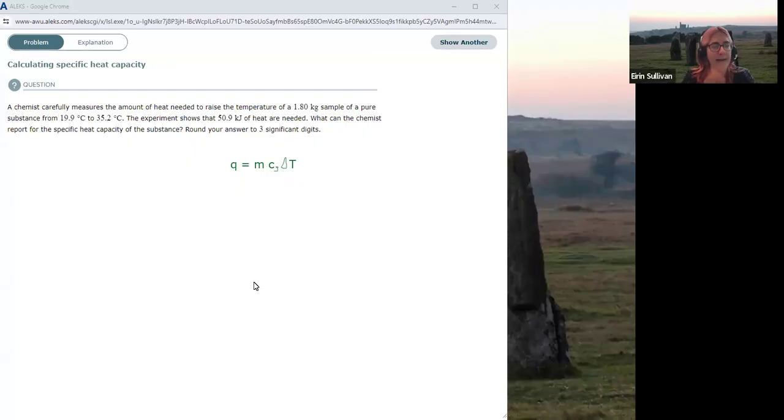Okay, so calculating specific heat capacity, you're going to use the expression Q equals M, the mass, times Cs, which is the specific heat capacity, times delta T, okay? So in terms of units, Q is going to be in joules, mass is going to be in grams. Specific heat capacity is defined as joules per gram, and either per degree Celsius or per Kelvin. What is ALEKS want it in, I don't know. Delta T is either in degrees Celsius or per Kelvin.